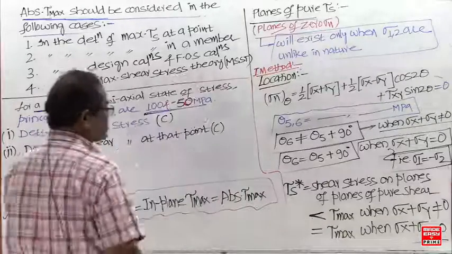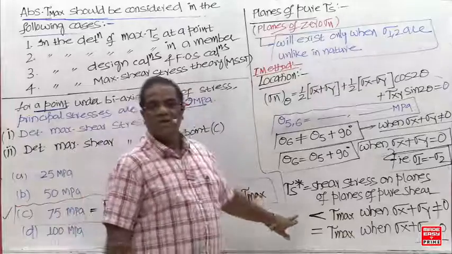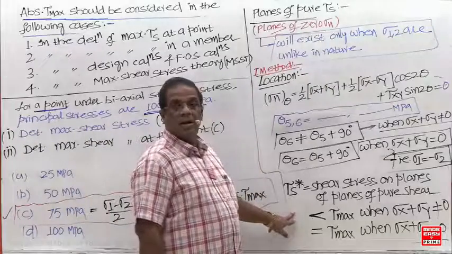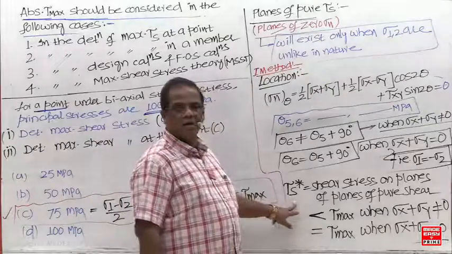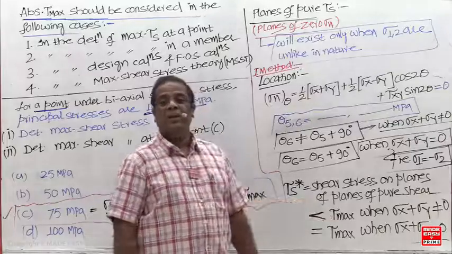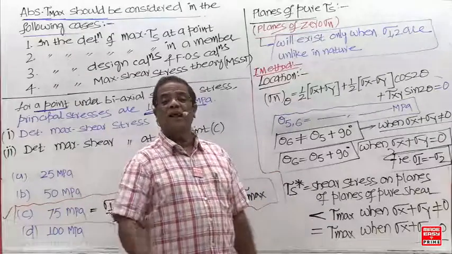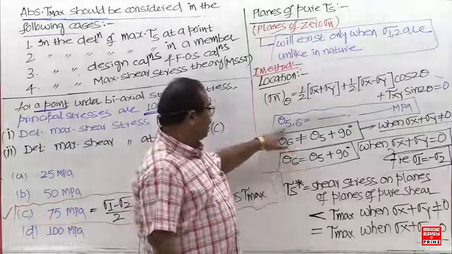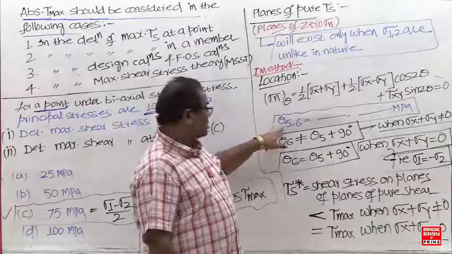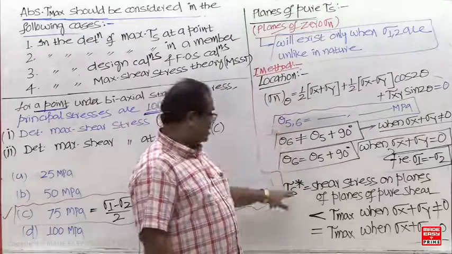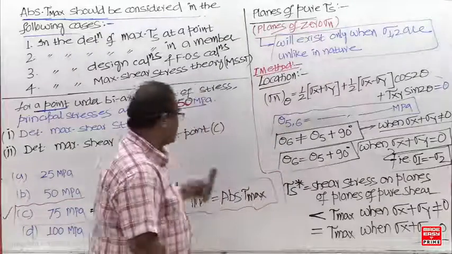Now, to get the tau s star once again, how to get it? Shear stress on any plane you get by substituting the corresponding value of theta in the tau s equation. We already got the plane location, so either theta 5 or theta 6 you have to substitute in the tau s equation.